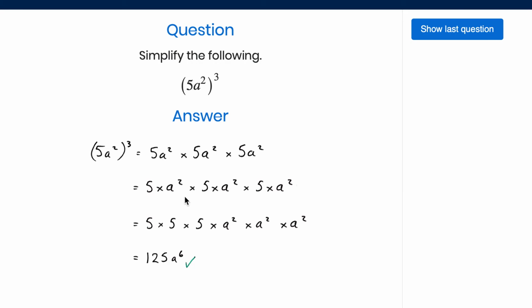So we've got 3 5s multiplied together and 3 a squareds multiplied together. Now, 5 times 5 times 5 is 125, and a squared times a squared times a squared is a to the power of 6. And that's it. Our answer is 125 a to the power of 6.